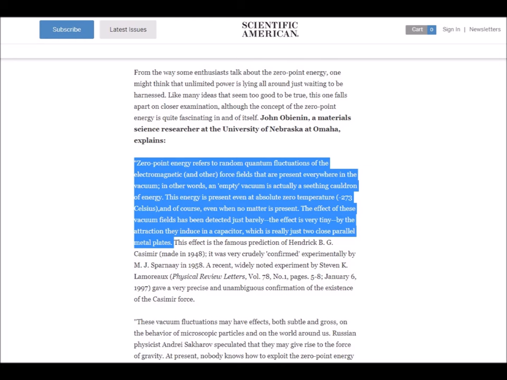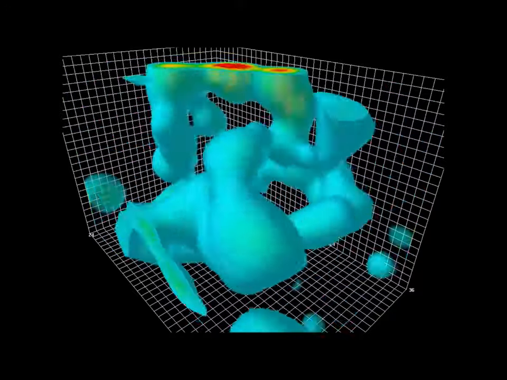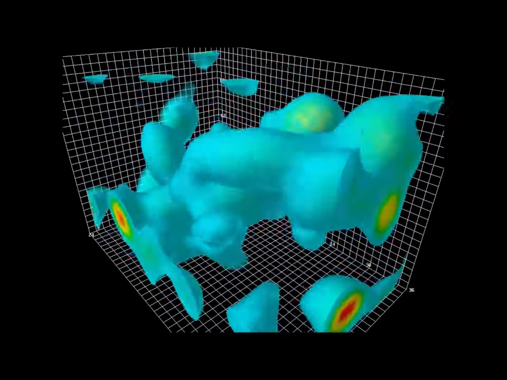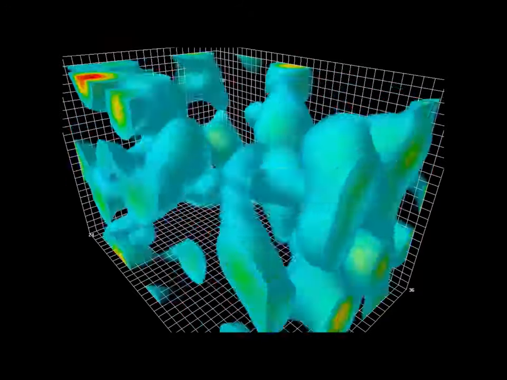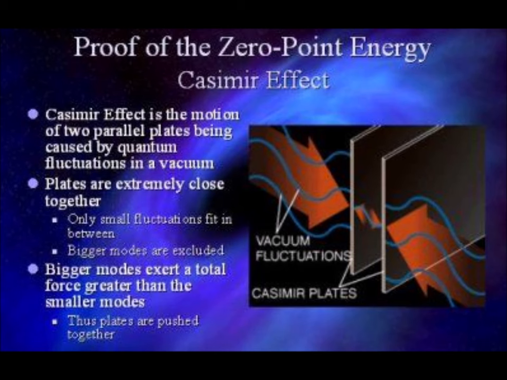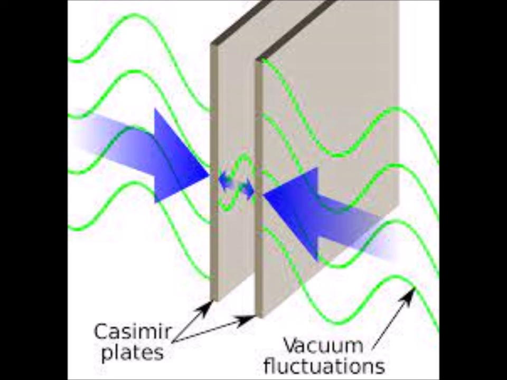These random quantum fluctuations of the electromagnetic and other force fields are ubiquitous throughout space. In essence, an empty vacuum is not really empty, but it's actually a seething cauldron of energy. These fluctuations are thought to be what is responsible for the Casimir force, a small attractive force that acts between two parallel uncharged conducting plates, which are brought in very close proximity to each other.